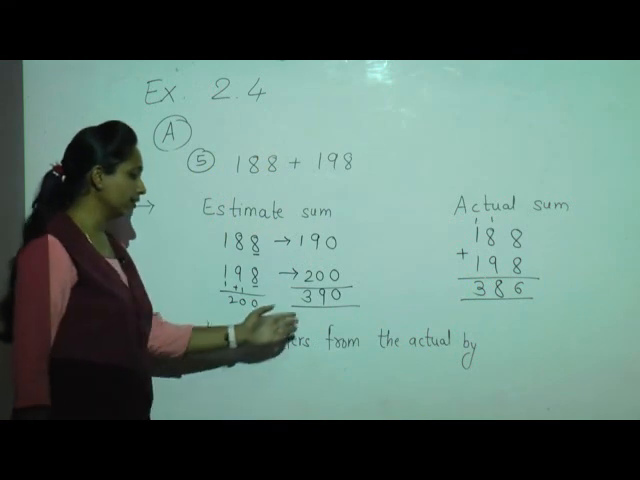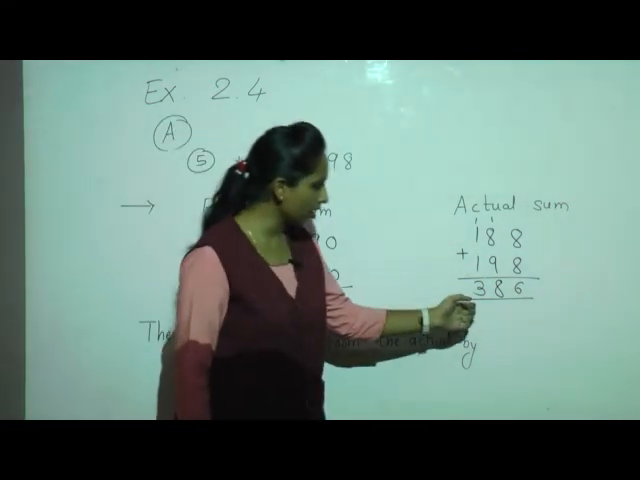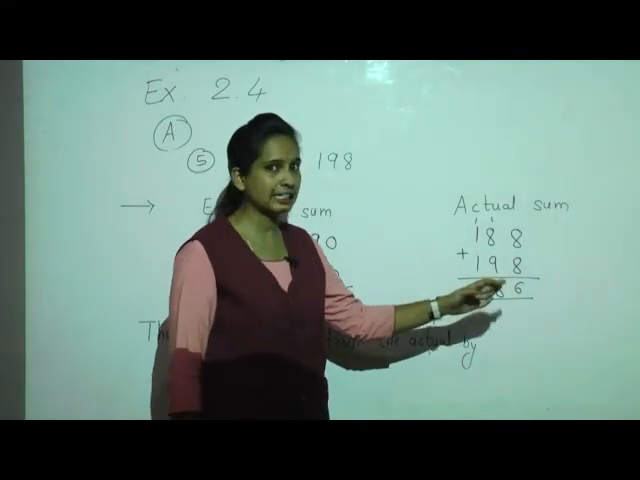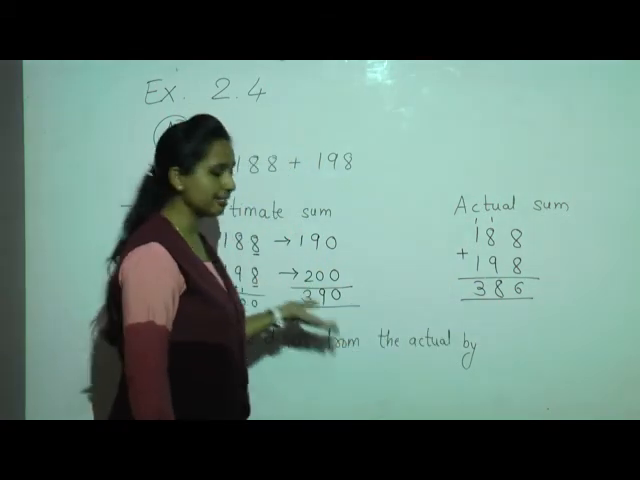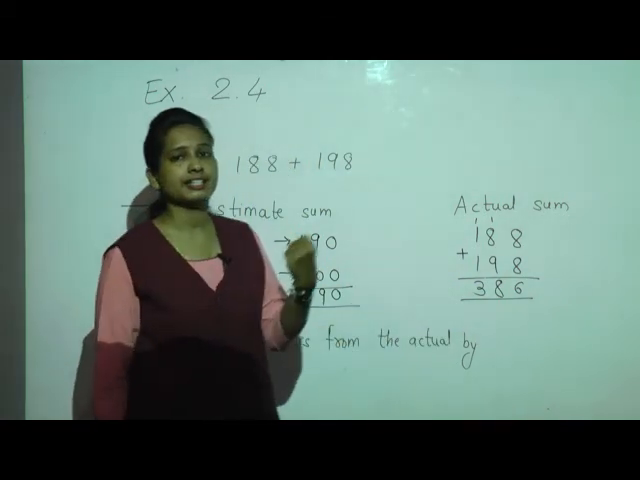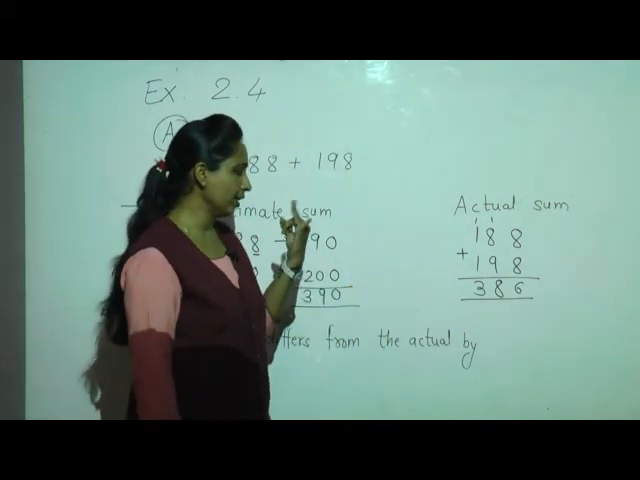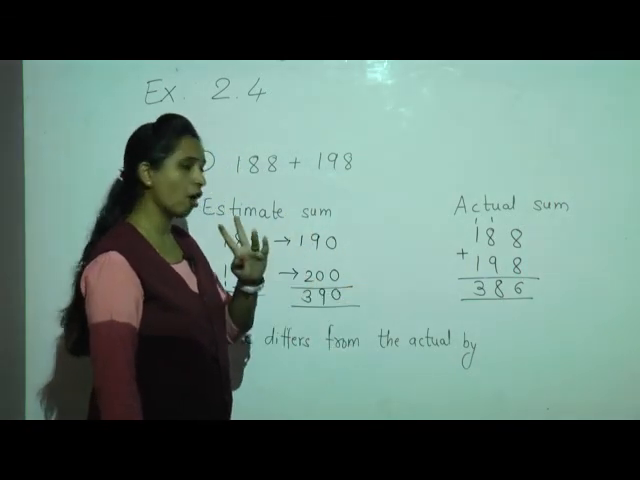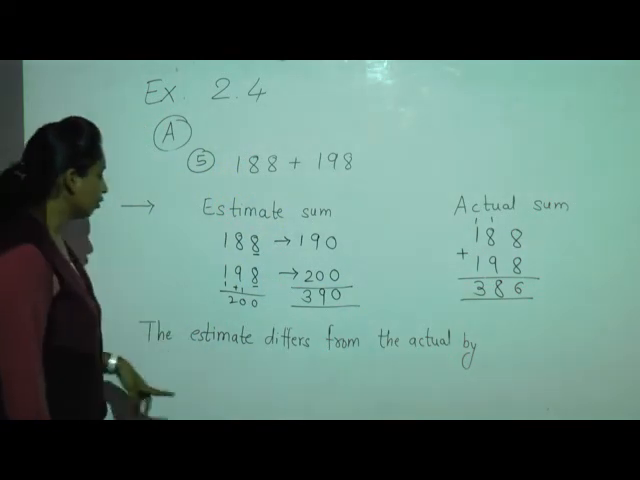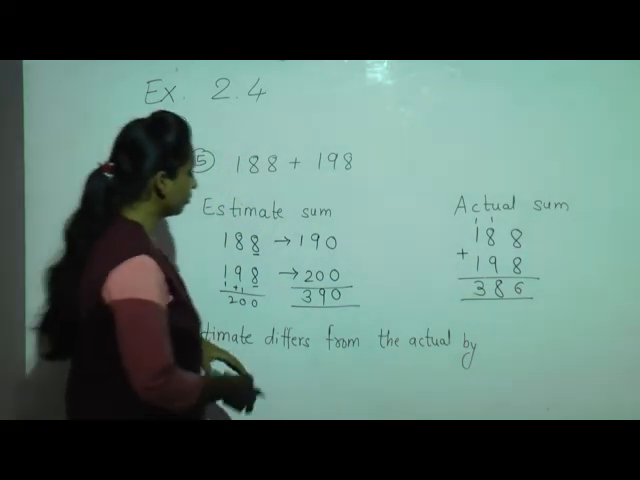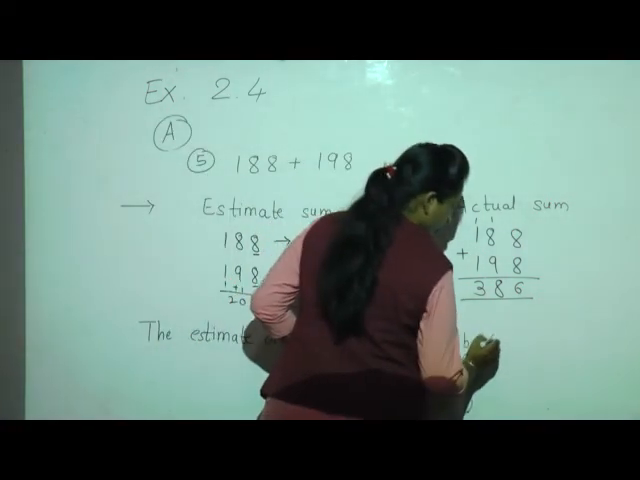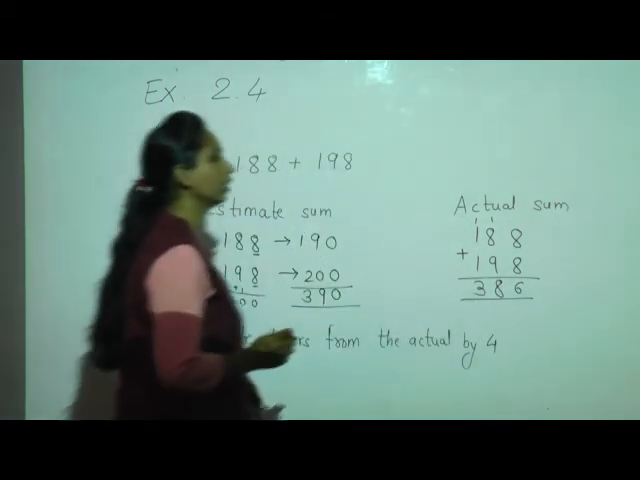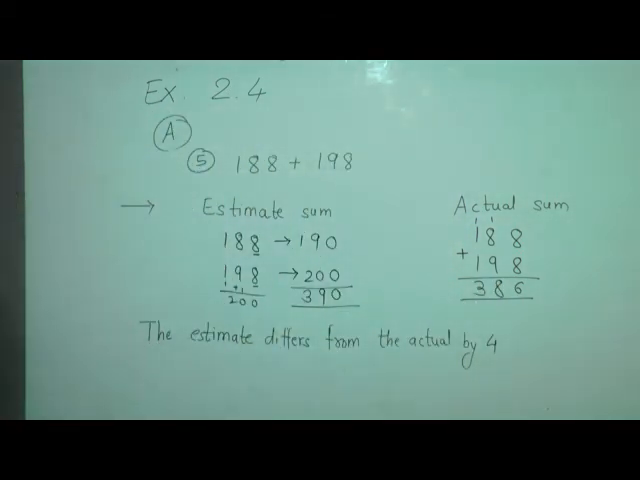So which is greater? This is greater. Then see the smaller number. What is the smaller number? 386. Count after 386 till 390 comes: 387, 388, 389 and 390. So how many numbers differ? 4 numbers. The estimate differs from the actual by 4. Okay? Clear till here?